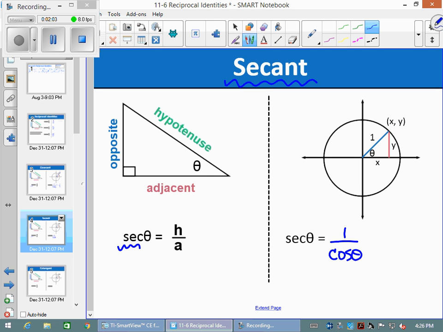On the unit circle, when we talked about cosine, cosine was my adjacent over my hypotenuse, x over 1, or my x value in the point. So secant is going to be 1 over x, if we're referring to the unit circle.